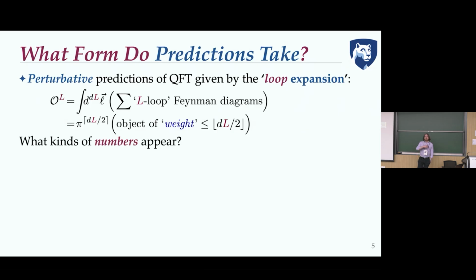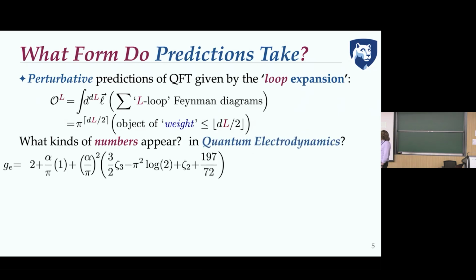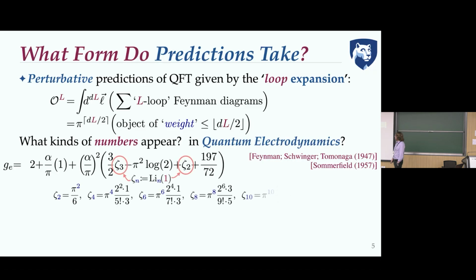And as a phenomenologist, let's just look at the data and see what comes out. I don't really need to review this so much for us here, but for any calculation that people have done to high orders, what kinds of numbers come out? Well, we can look at the gyromagnetic ratio, and we see some unusual numbers here: pi squared, log 2, zeta 3, which is the natural logarithm evaluated at the number 1. And for the even zeta values, we have nice formulas for these in terms of Bernoulli numbers.